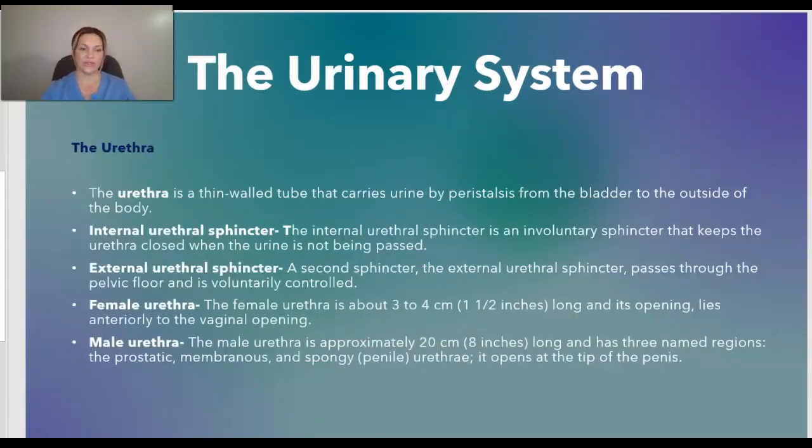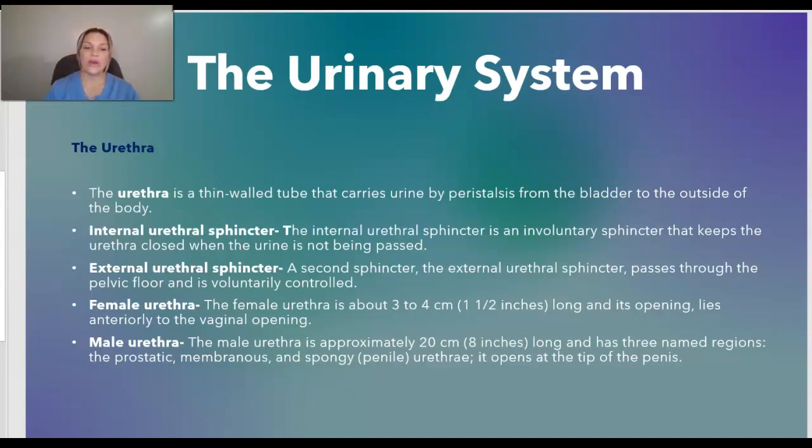So the urethra is a thin-walled tube that carries urine by peristalsis from the bladder to the outside of the body. There's the internal urethral sphincter, an involuntary sphincter that keeps the urethra closed when urine is not being passed. Then there is the external urethral sphincter, which passes through the pelvic floor. This is the sphincter that is voluntarily controlled, the one that allows you to hold your urine when you have to go to the bathroom.